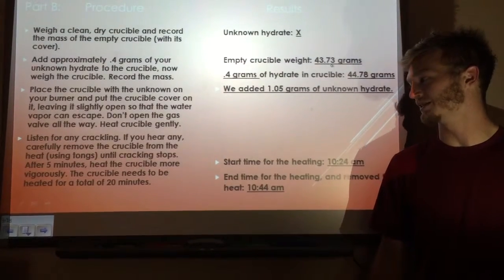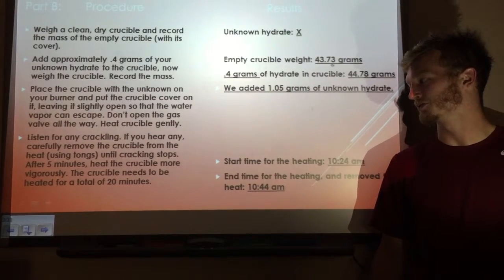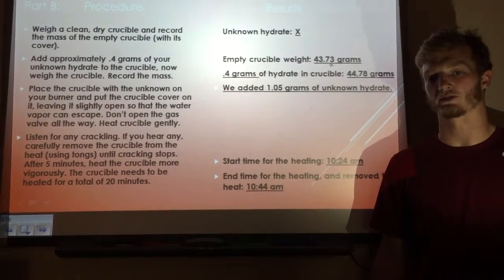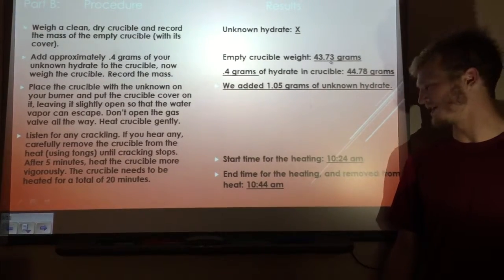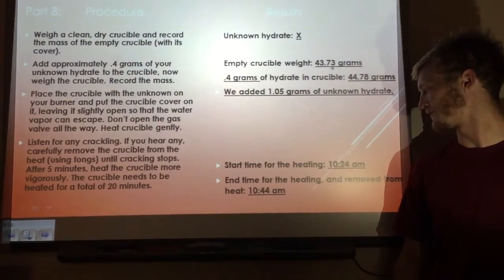After 5 minutes, heat the crucible more vigorously. The crucible needs to be heated for a total of 20 minutes. We started at 10:24 a.m. and the end time was 10:44 a.m.